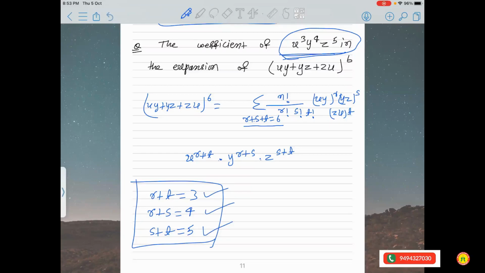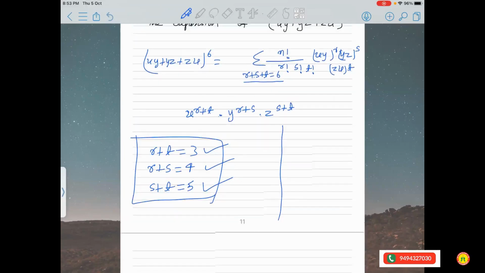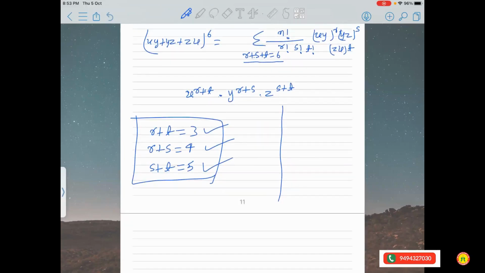We can solve easily, and so now we can answer this question. Now also r plus s plus t is equal to 6, right? So if you add these 3 equations, we got it. If I add any 2 equations, then 2r plus t plus s equal to 7, right? Got it?